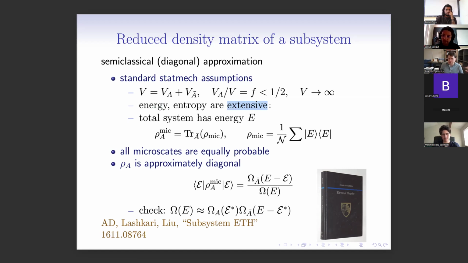Then you ask, what is the probability to find your subsystem in any particular microstate? Well, if your full system can be found in any microstate associated with a full energy E, then your probability to find your subsystem in a particular energy eigenstate is actually proportional to the number of microstates associated with the complement. So capital E is the energy of the full system, curly E is the energy of the subsystem, capital E minus curly E is the energy of the complement. And by omega, I denote the total density of states. And so omega with the subindex A bar is the density of states of the complement. So this is the total number of microstates of the complement with the energy capital E minus curly E.